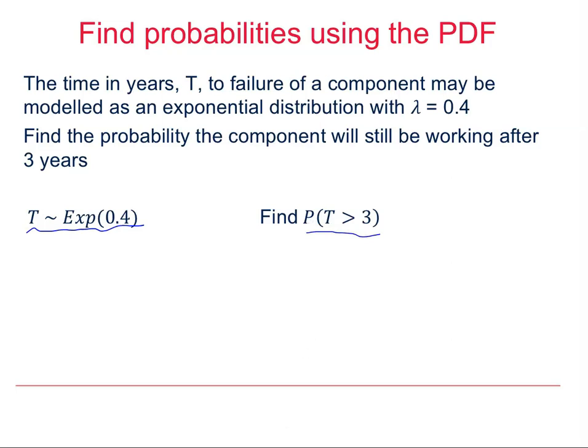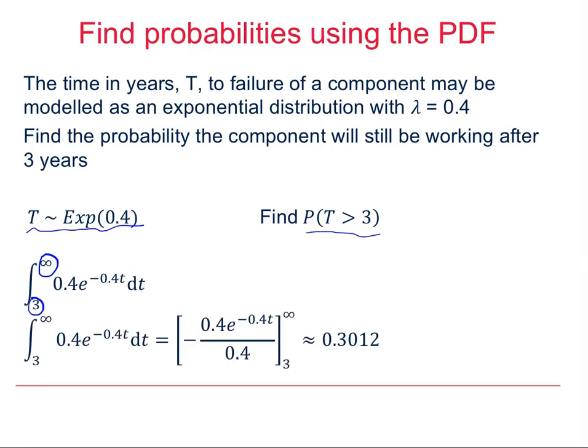Please pause the video to write down the integration that you need. Here's the integration. Make sure that you take note of these limits for the integration. So we're looking for any value of t that is greater than or equal to 3. Substituting in, the probability turns out to be 0.3012. So that's the probability the component will still be working after 3 years.